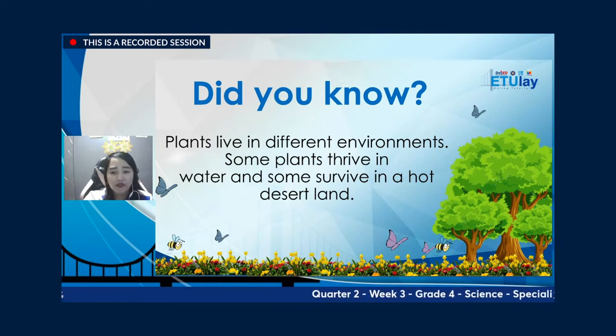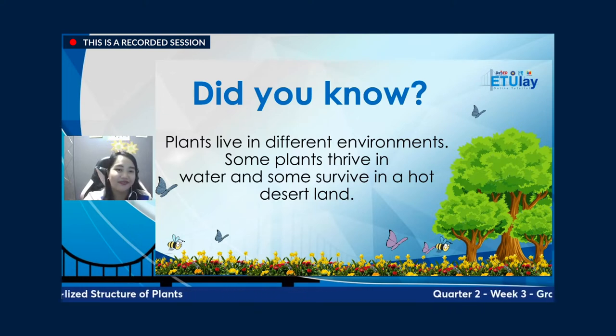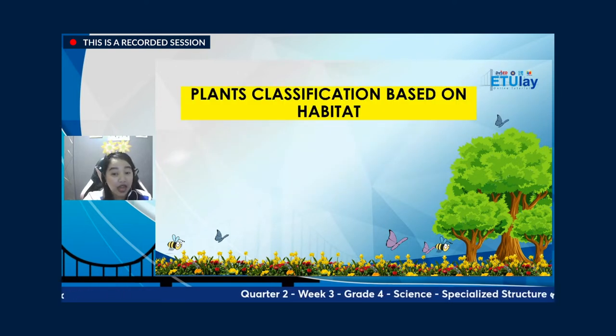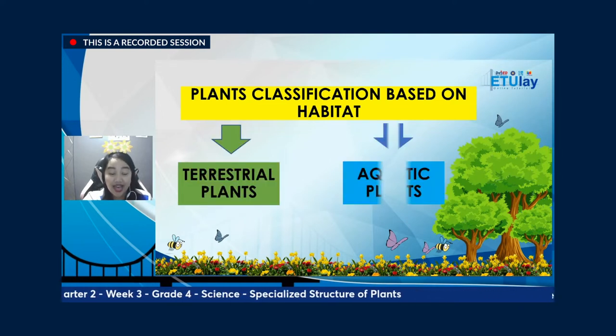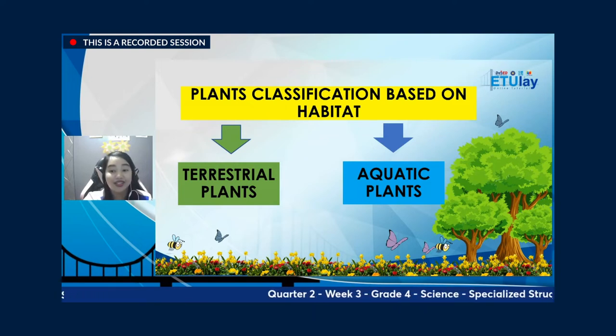And what benefits do we get from plants? And can you guess what is it? Or do you have any idea? And plants can be of two types depending on their habitat. We can classify the plants based on their habitat. They could be terrestrial plants and aquatic plants, because not all plants look the same. They have different flowers, stems, and even root structures that they use in order to adapt in a certain environment.